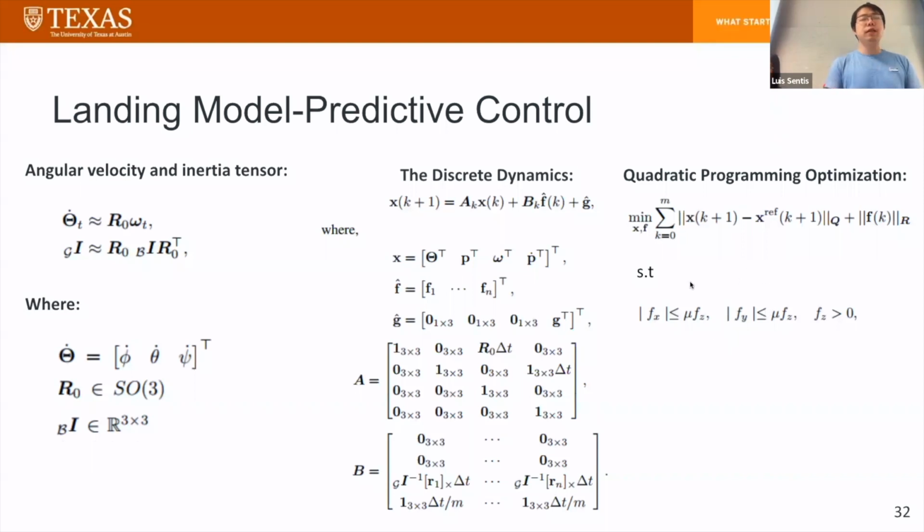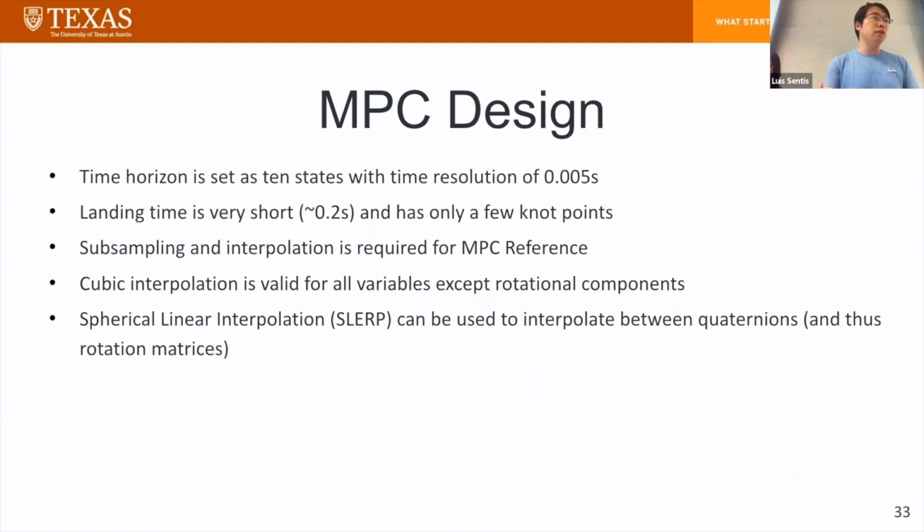Here we set the time horizon as 10, and the time step is 0.005. The reason to do that is because the landing phase is too short. It's only about 0.2 seconds, and the original interpolation doesn't have enough resolution for that.